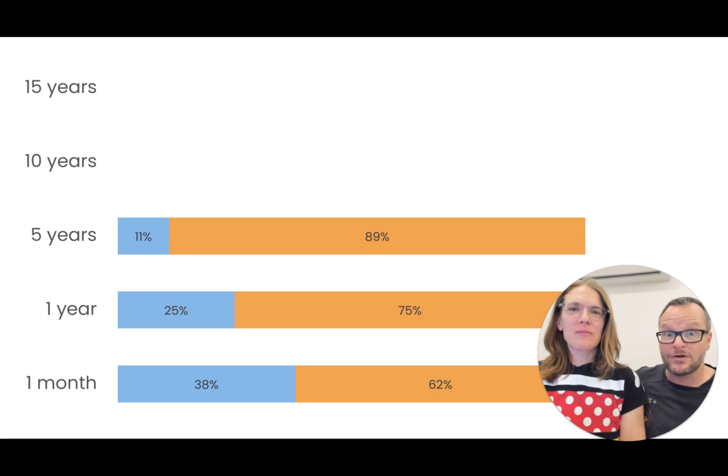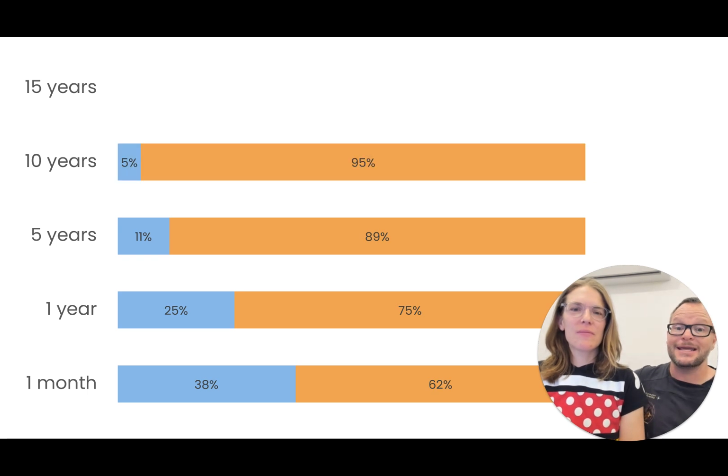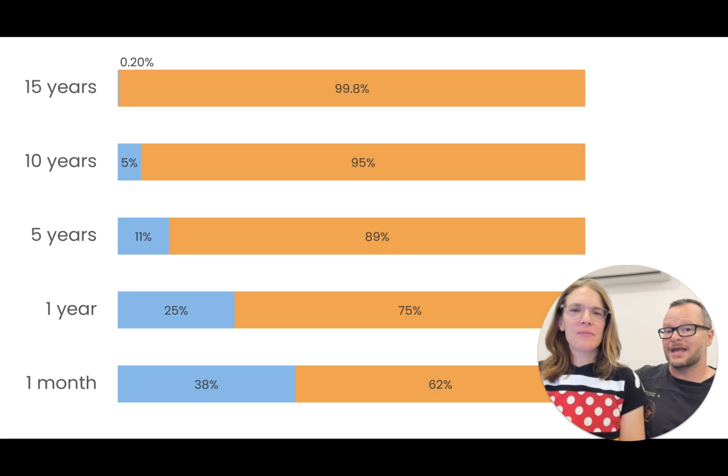Now, if you're investing over an even longer time period, like 10 years, the risk goes down to 5%. And if you're talking about 15 years, it's 0.2%. Basically, there's never been a time in history where the market's gone down over that length of period. So what are we actually trying to say to you?